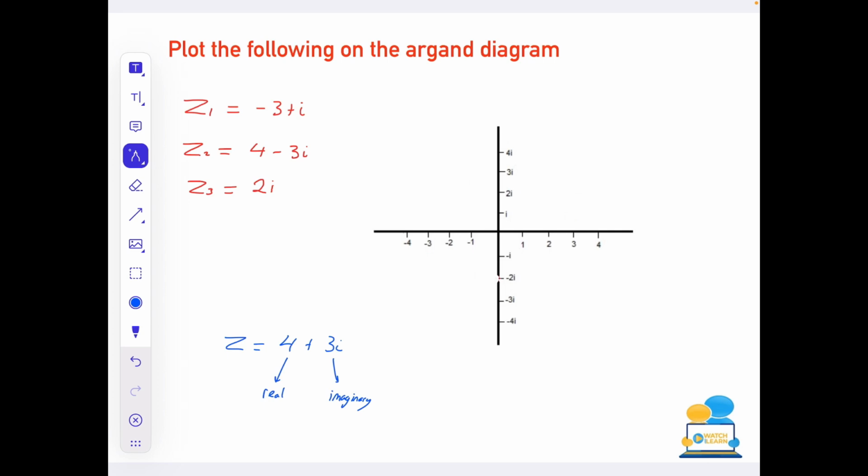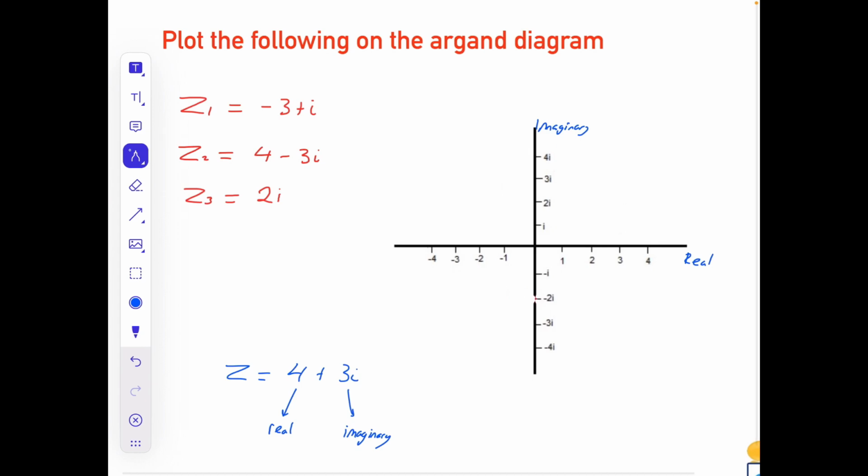Now for plotting them on an Argand diagram, this is basically the same type of diagram that you would use for coordinate geometry if you were asked to plot points. Along the x-axis is the real part, and along the y-axis is the imaginary. And we just plot.